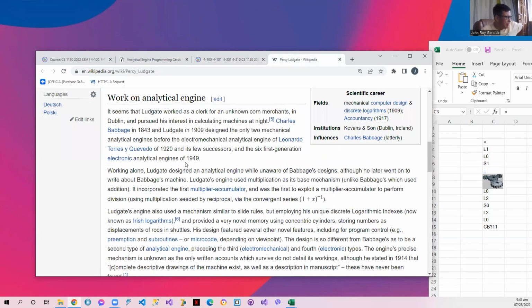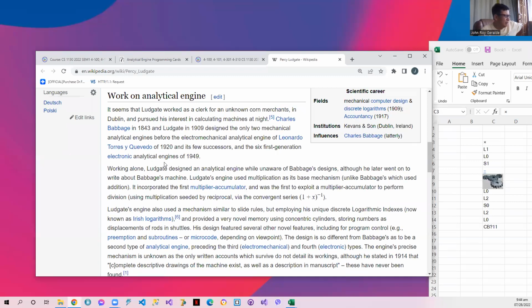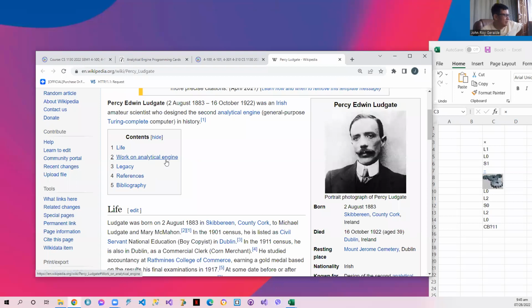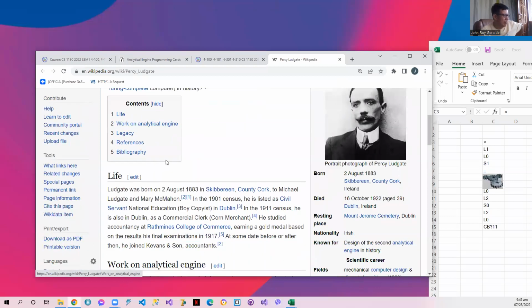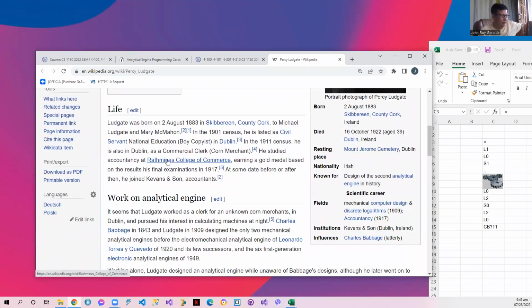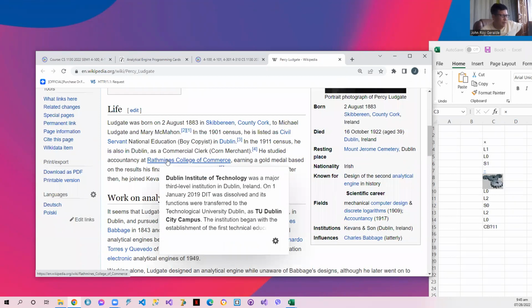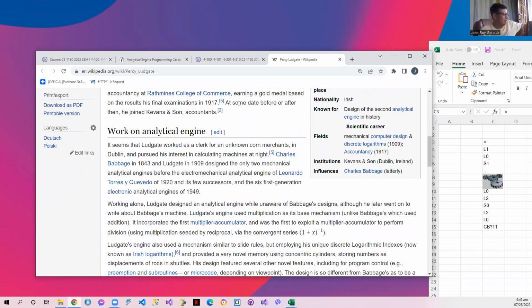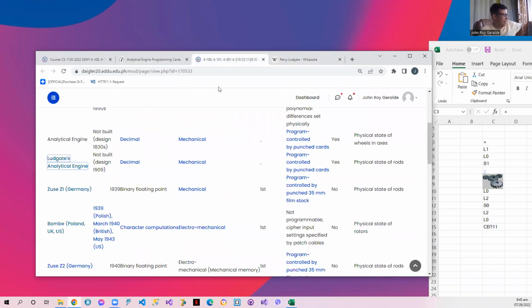Where is he from? He's a scientist? Which university? It wasn't mentioned. Maybe he's just an inventor. Mechanical computer design. Okay. They follow. So anyway, so much for that.